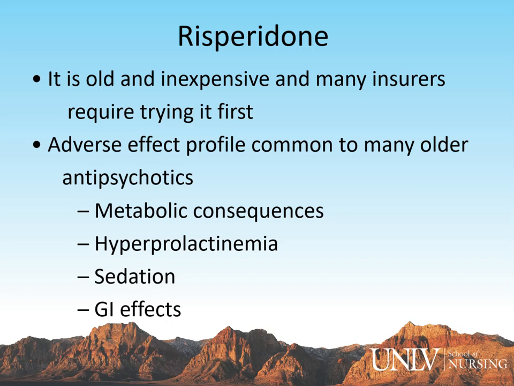It depends on your insurance. An adverse effect profile common to many older antipsychotics is that they can have metabolic consequences. Again, your lipid profile, cholesterol, hemoglobin A1C can be affected, and it can cause hyperlipidemia. Another very prominent feature of risperidone is hyperprolactinemia. So especially among adolescent boys, if you start this, make sure you monitor, and in fact, in both sexes, make sure you monitor the prolactin level.